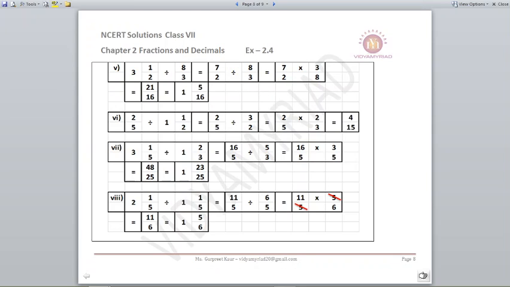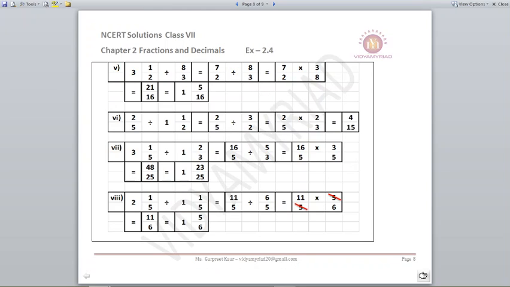Sixth part, 2 by 5 divided by 1 1 by 2. So 2 by 5 divided by 3 by 2. Convert the mixed into improper. Now change it. 2 by 5 multiply by 2 upon 3. 2 2s are 4 and 5 3s are 15. It's a proper fraction. It will remain as it is.